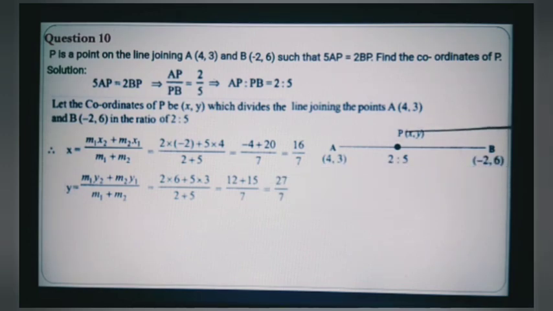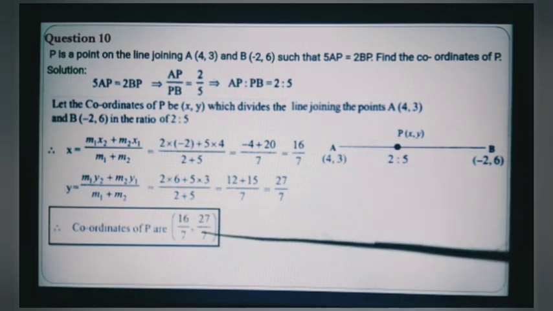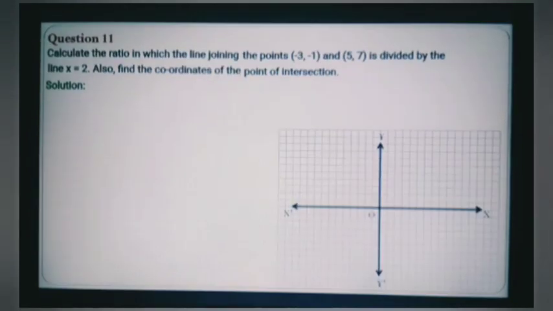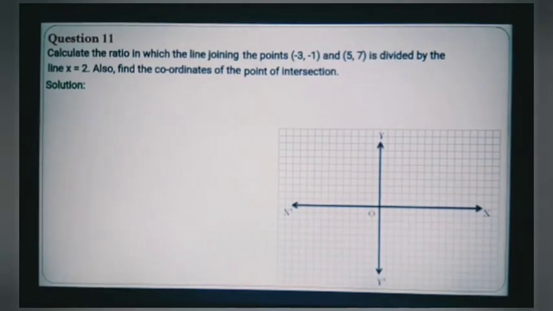So that's why the coordinate of P is 16 by 7 comma 27 by 7. So you may pause the video to note down. Okay, now let's move on to the next question.